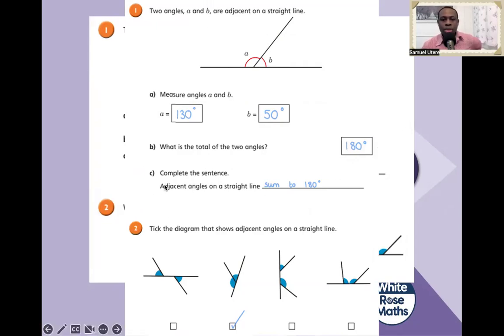I want you to take note of this statement because we're going to use it a lot. Next, you were asked to tick the diagram that shows adjacent angles on a straight line. And you can see the angles that show adjacent angles on a straight line is just this diagram.